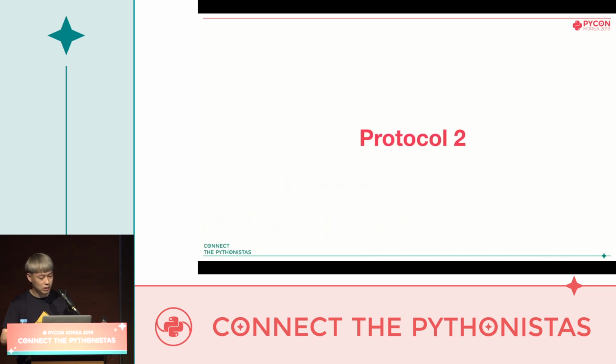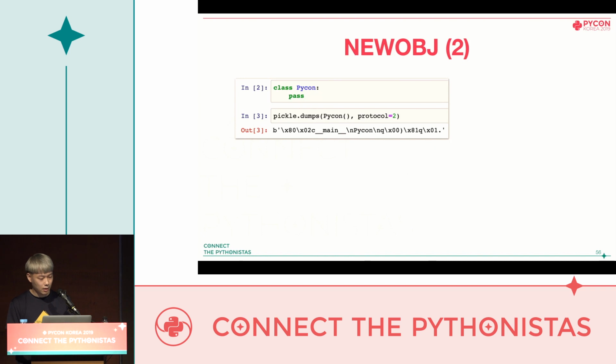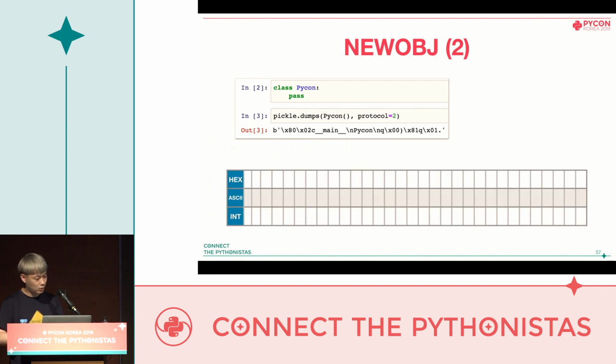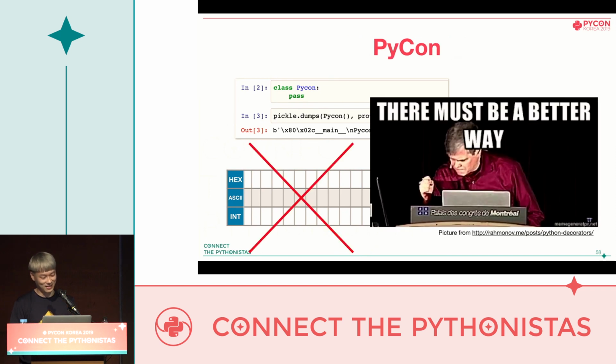And now protocol 2 is introduced to pickle new style classes. And there are some new opcodes introduced for fixed size tuples like tuple 1, tuple 2, and tuple 3. And also a new Boolean type. And when we dump an instance of a class, we get the following. So that's a long sequence. So, well, should I fill this table manually again? So there must be a better way, right?